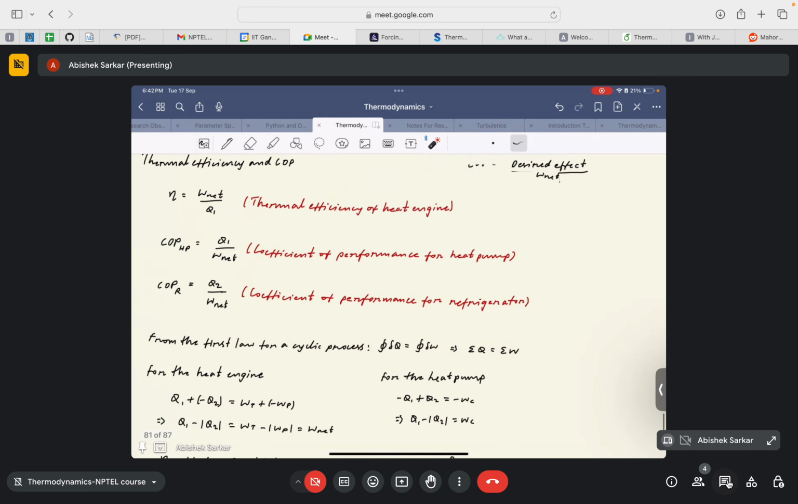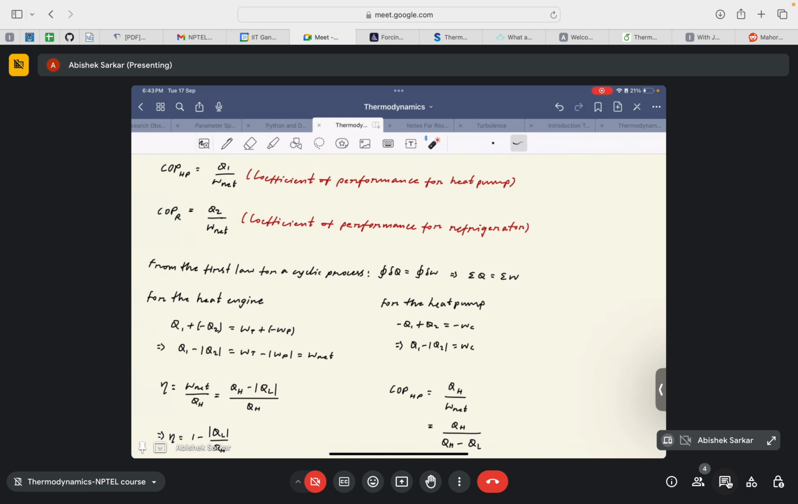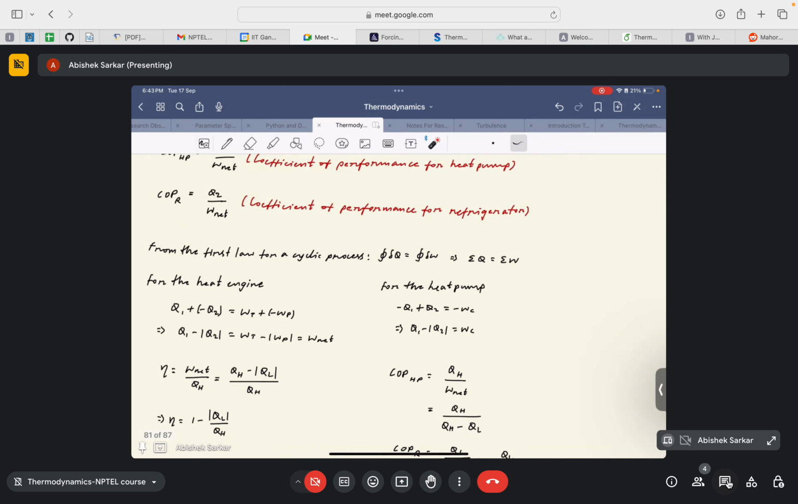So for the heat pump we have minus Q1 plus Q2 is equal to minus WC. Here itself you can see that we have just disregarded WE because WE is usually much lesser than WC. It's just an approximation used to analyze the systems. So I hope the sign convention is clear now. WC is work into the system, that's why it is negative. Q1 is heat out of the system, that's why it is negative, and Q2 is heat into the system, that's why it is positive. So keeping in mind the sign conventions, we'll have that Q1 minus Q2 is equal to WC.